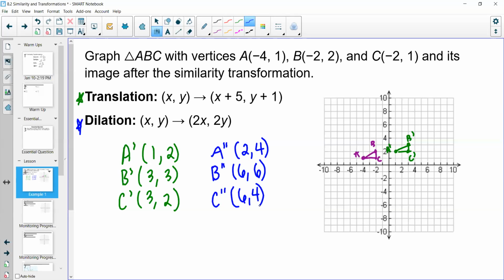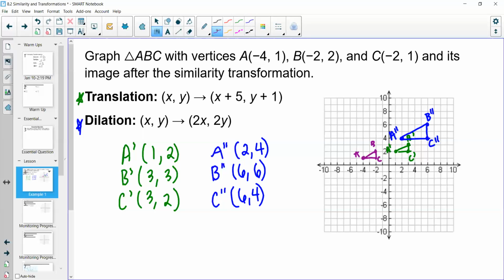Okay, so now let's graph this one last time. We've got the point 2, 4 here. I've got the point 6, 6, and I've got the point 6, 4. So you can see here that we've moved it twice, and this is our final triangle, A double prime, B double prime, C double prime. And we can see that it moved.